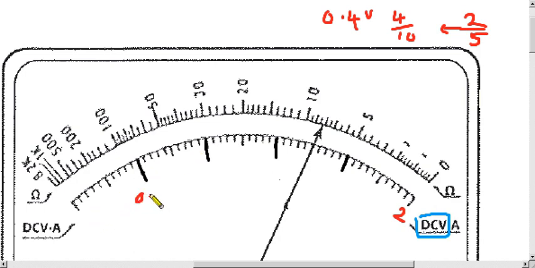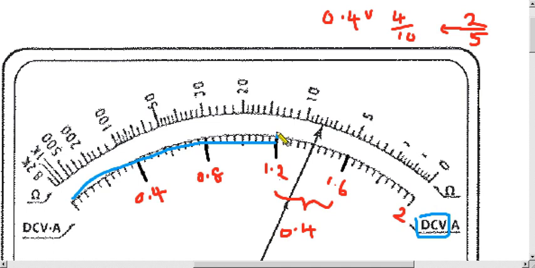So you can write 0.4, then 0.8, 1.2, 1.6. This one part is 0.4, 0.4. So total this length is 0.4, remember. So how long the needle has been deflected? Up to this place. Up to this place the value is 1.2 volt.